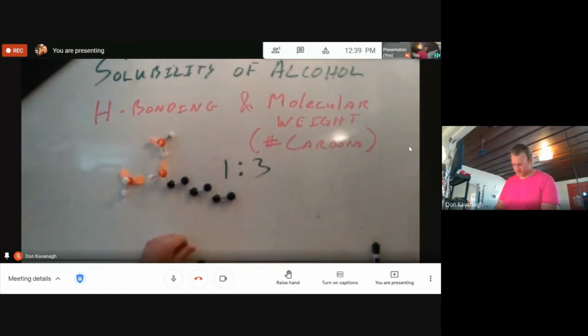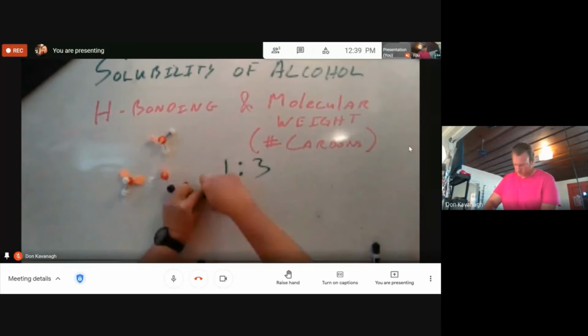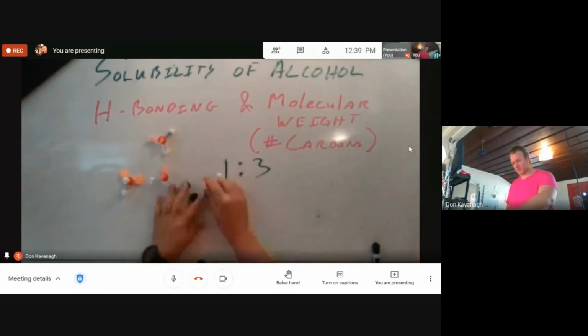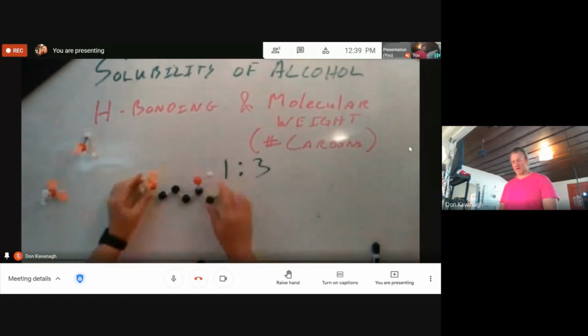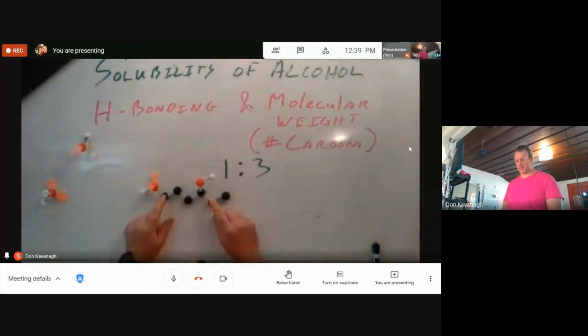So, for example, here, let me move these water molecules out of the way. Here is a diol. The diol, because it has 2 alcohol groups, has 6 carbons and 2 alcohol groups. I would predict this to be soluble in water because it fits this 1 to 3 ratio of hydrogen bonding places, or alcohols, to number of carbons.